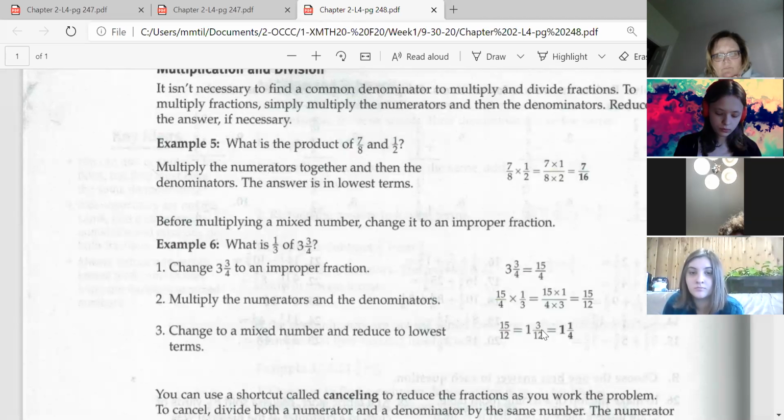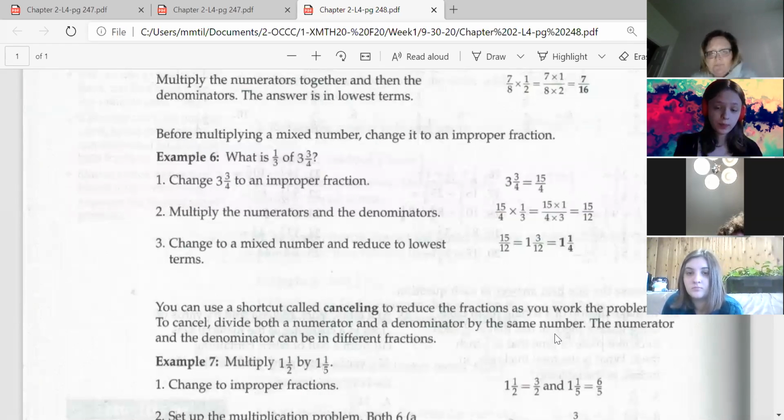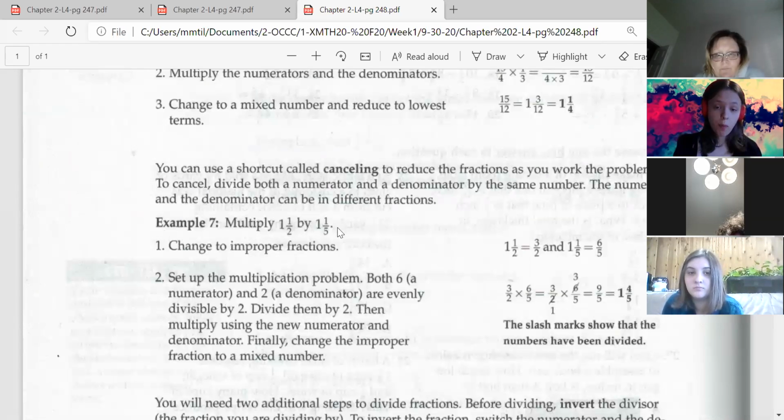And in this case, you can reduce it down and divide the numerator by 3 and the denominator by 3, and you get 1/4. So the answer to this is 1 1/4. Does that make sense? That's multiplying, okay? Now dividing, if I'm dividing 1 1/2 by 1 1/5, I'll go to the whiteboard to do this. Okay, so stop sharing here. It's really important to get this, okay?